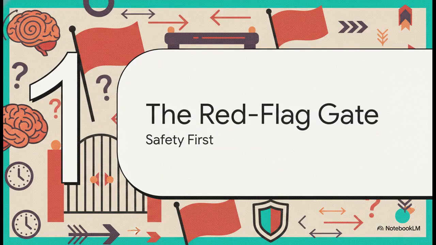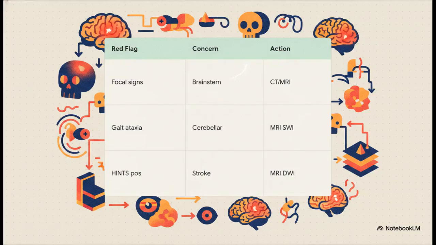Section 1. The red flag gate. Safety first, always. Look, before we even think about doing any complex vestibular testing, we absolutely have to use a structured history. We need to fix the mechanism of the injury, the timeline, and explicitly screen for red flags. This is our non-negotiable safety check, guys.